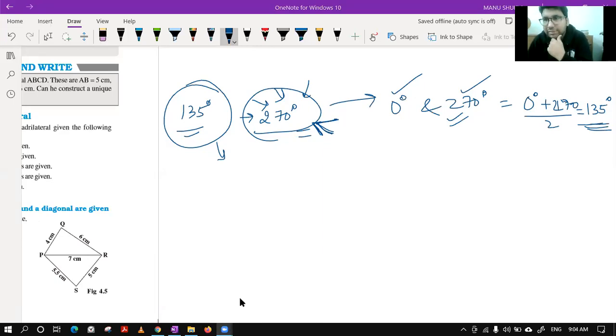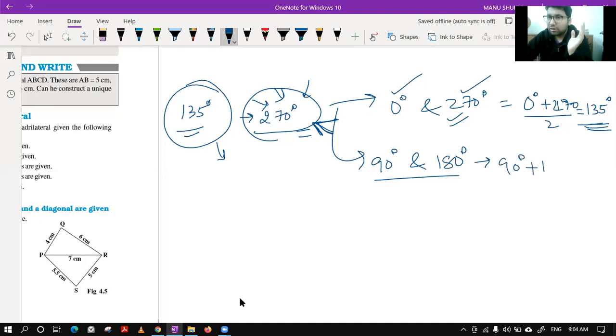Okay, Sarthak is saying 135, 135. Sarthak, that is wrong. I will let you know how. Okay, Joel and Abhinav, good. The next combination is 90 and 180. Why? Because 90 degree plus 180 degree upon 2 will also give you 135 degree, and you can easily draw 90 degree angle. You can easily draw 180 degree angle. So there is no issue.